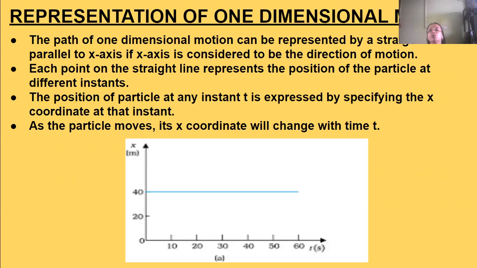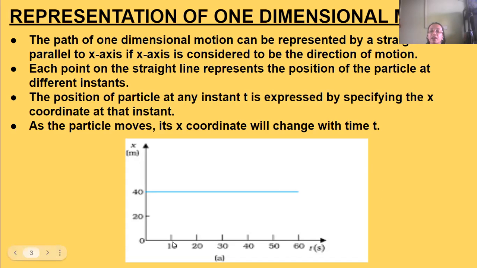Okay. Next is how to represent one-dimensional motion. To represent one-dimensional motion, we know the x-axis and y-axis in the graph paper. If the x-axis is considered to be the direction of motion, then the one-dimensional motion will be a straight line path which is parallel to the x-axis. Each point on the straight line parallel to the x-axis will be the position of the particle at different instants, the position of the particle at any instant t.